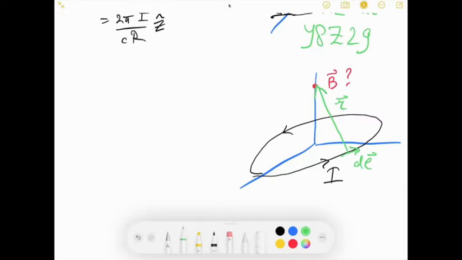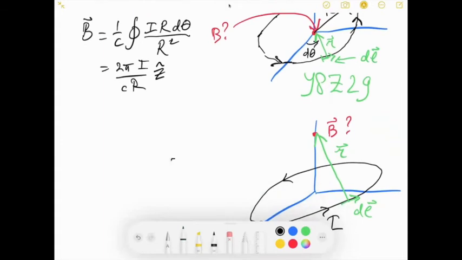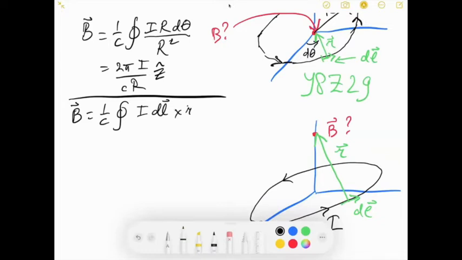And we also need to consider symmetry. So if you take Biot-Savart's law, so you have that B is 1 over C, I dL cross R hat over R squared.